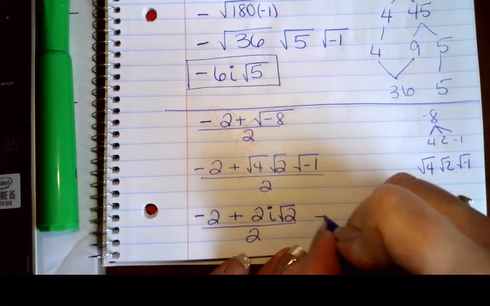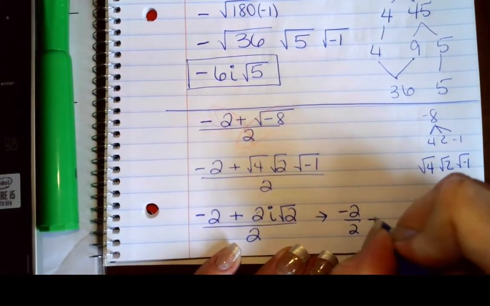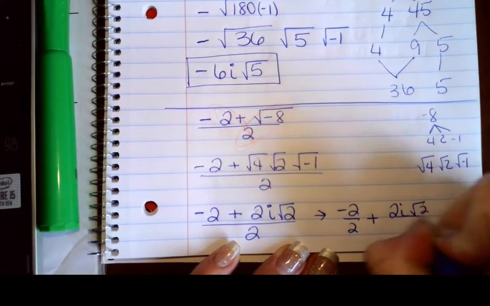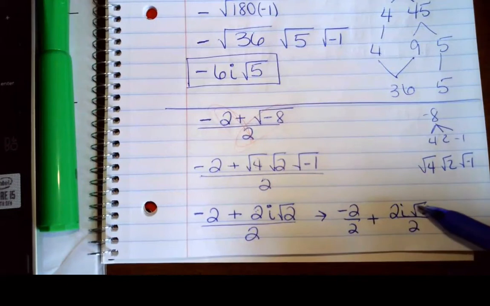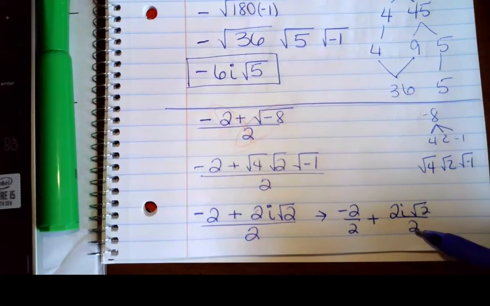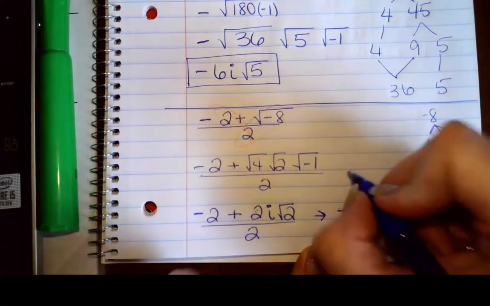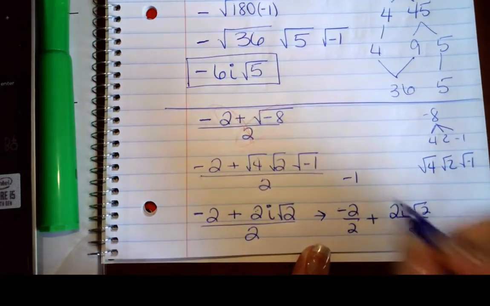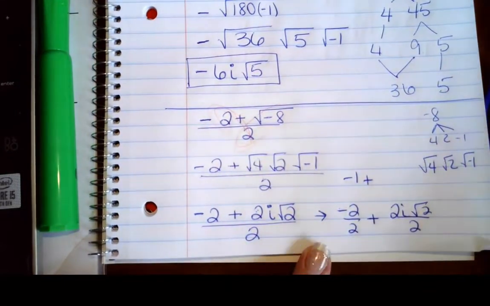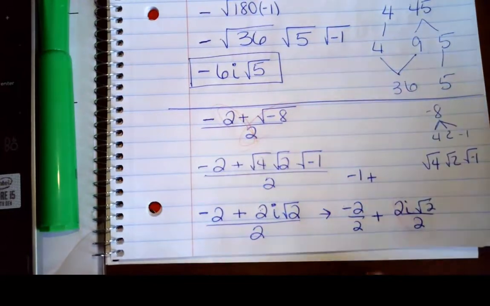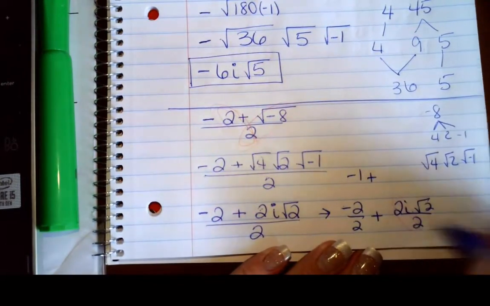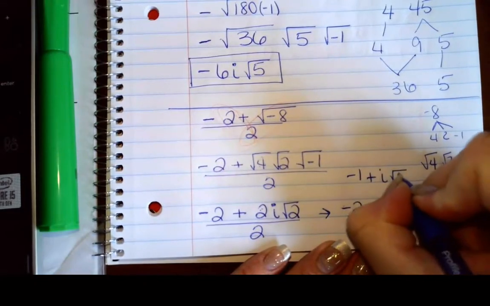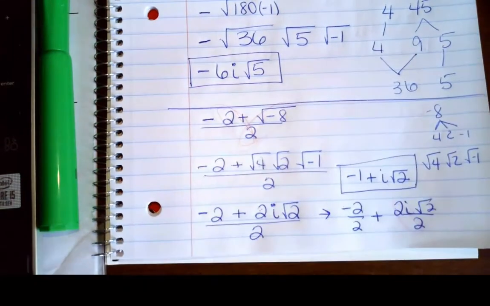All right, so this is going to be rewritten as negative 2 over 2 plus 2i root 2 over 2. I cannot reduce this 2 and this 2. The square root of 2 is inside of a radical, and he can't talk to people outside the radical. Okay, so this is going to reduce to negative 1 plus, and then this portion right here I'll be able to reduce. So 2 divided by 2 is 1, and that'll leave me with i root 2. Okay?